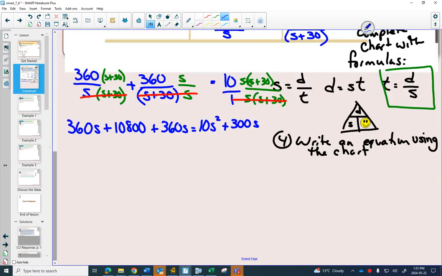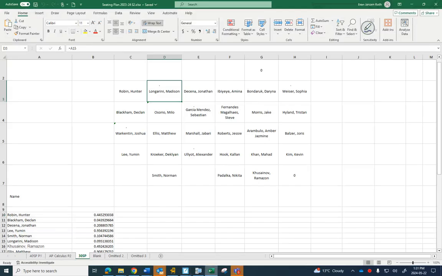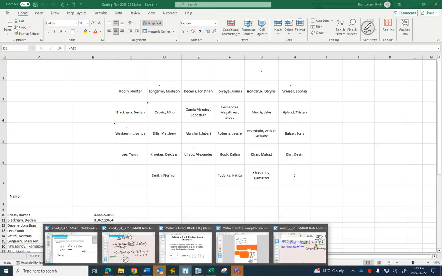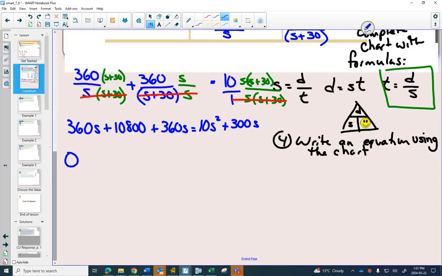So quadratic equations we solve by making one side equal to 0. I would make the 0 on the left because I like to have whatever my squared coefficient is, I like to keep it positive. So can you see that you would have 720s that you move to this side, minus 420s, and then subtract 10,800.